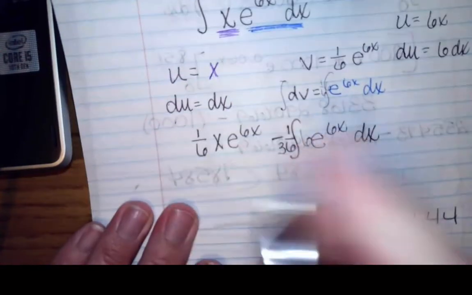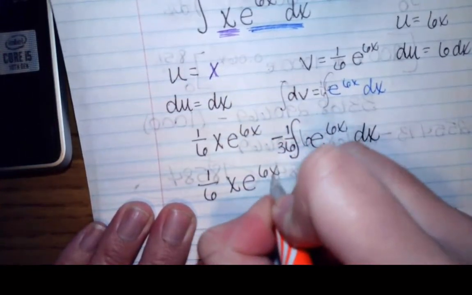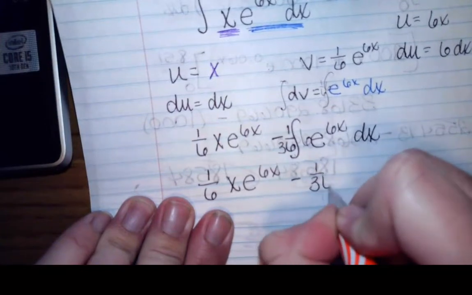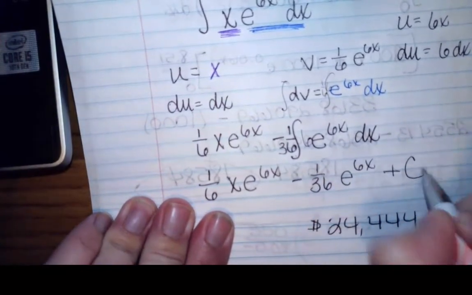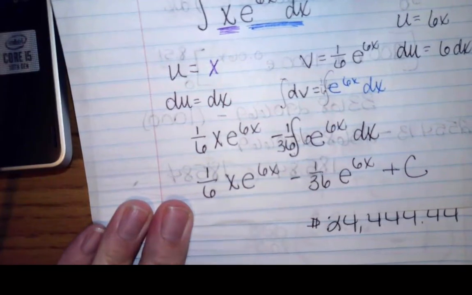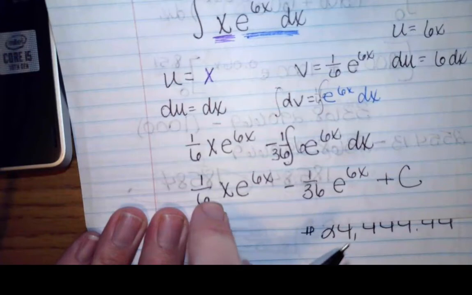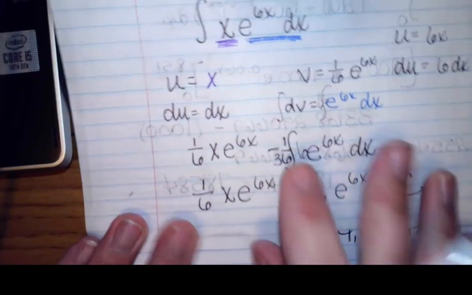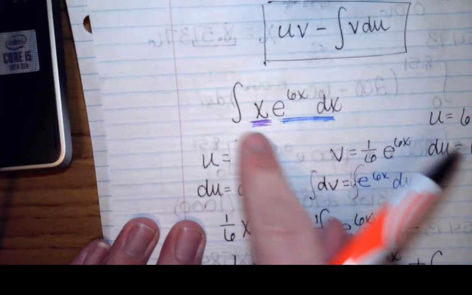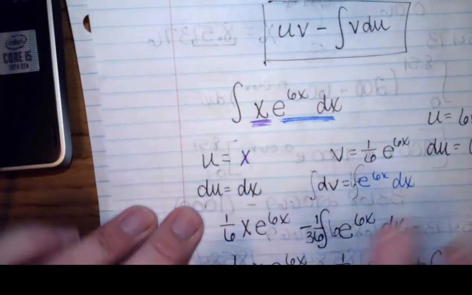Okay, so I now have an answer of 1/6 x e to the 6x minus 1/36 e to the 6x plus c. Okay, and now what's going to happen? If you check by differentiation, you're going to have to use product rule here. You're going to have to not use product rule here, but you will end up getting this back. So you're kind of sort of undoing the product rule is what you need to think of it as.